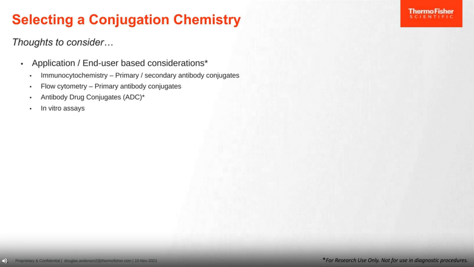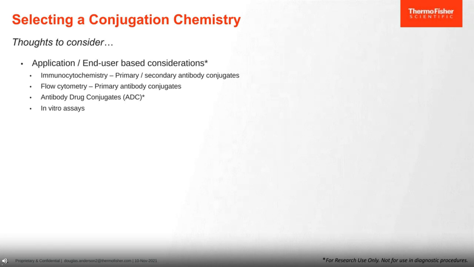When I'm answering these questions, I always ask, what is your application? As an end user, what do you need? The different chemistries and fluorophores available will have different suitabilities depending on your application. Some of the most common applications for a bioconjugate, often an antibody fluorescent conjugate, I have 4 listed here. There are others, of course, and your needs may vary.